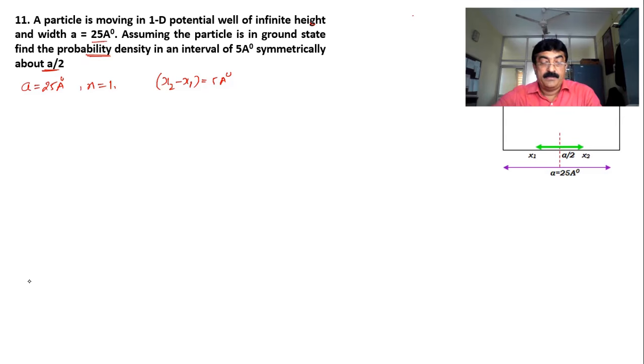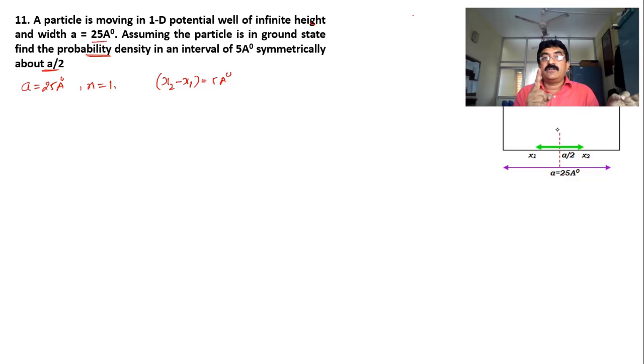Look at this diagram. Dear students, observe this diagram carefully. I have taken this full length as a. Exactly the center point is a by 2. This is a by 2. Are you following? Keeping a by 2 as the center, this side you mark x1, that side you mark x2. So x1 to x2 gap is 5. So this is the center of 25.